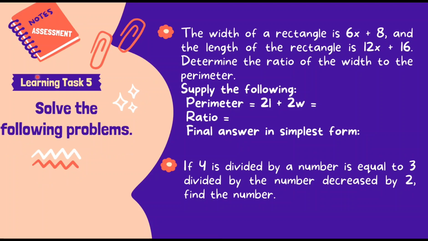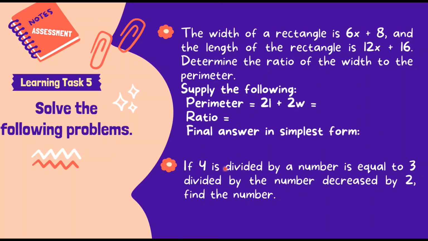Okay, and then for your last learning task, we have learning task number 5. You need to solve the following problem. For number 1, the width of a rectangle is 6x plus 8 and the length of the rectangle is 12x plus 16. You need to determine the ratio of the width to the perimeter. So you need to supply the following. The perimeter, 2L or 2 length plus 2 width is equal to blank. Then the ratio is equal to blank. And then you need to write your final answer in simplest form.